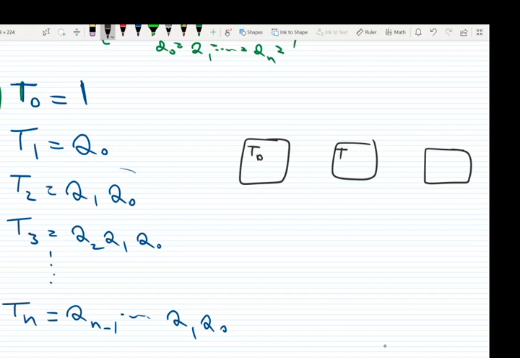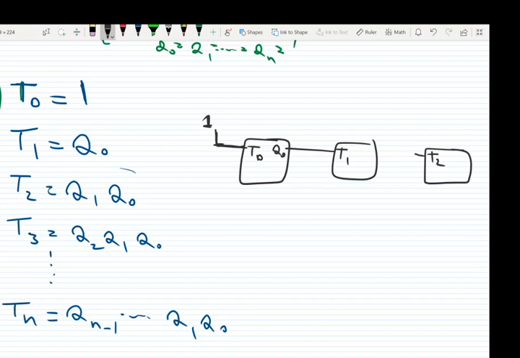T0, T1, and T2. Okay, so T0 is connected to 1. T1 is connected to Q0.